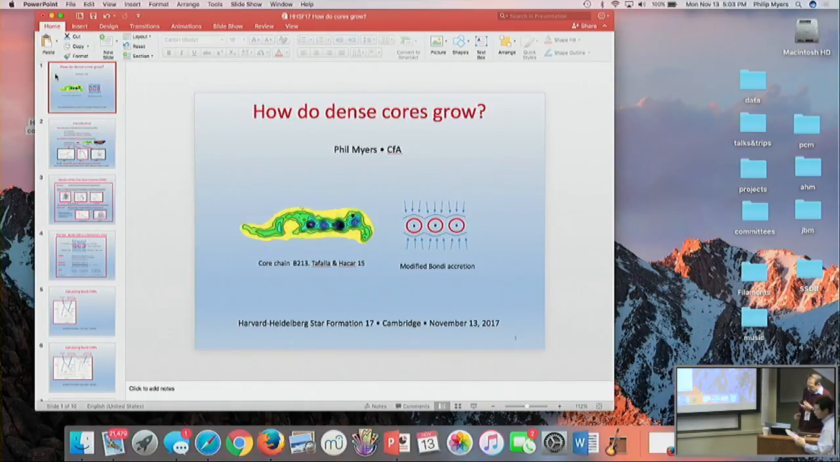All right. So Phil is going to tell us how do dense cores grow. Hi, everybody. I'm Phil Myers, and I've been interested in dense cores for a while.